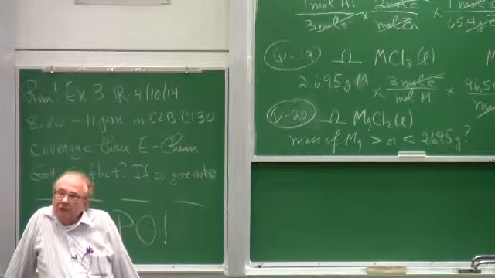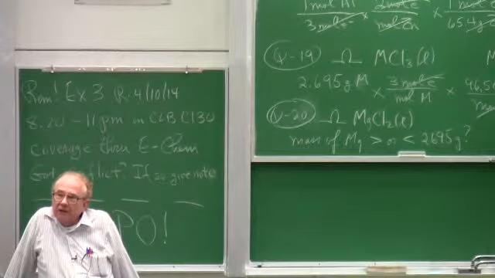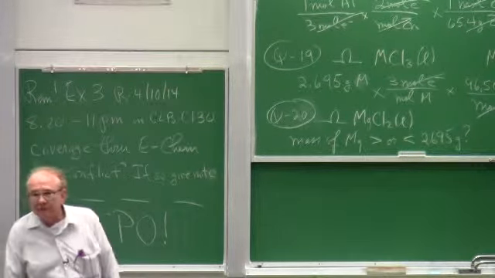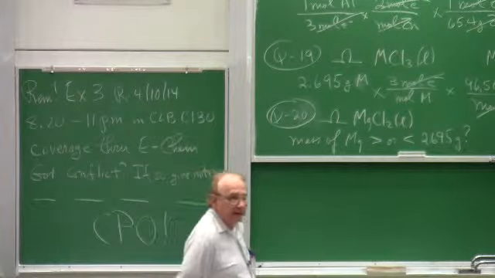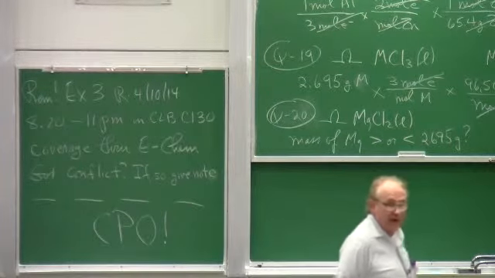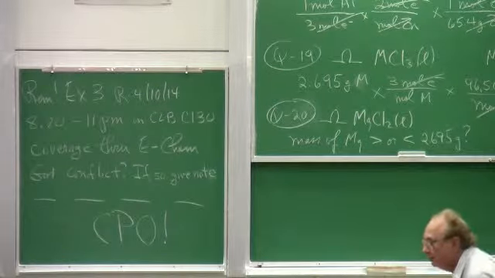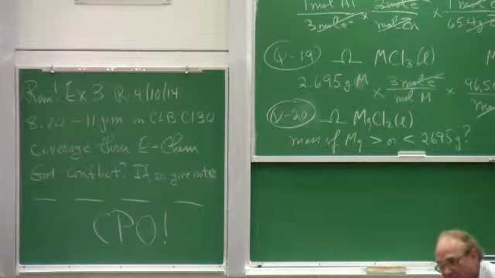If I'm going to make a mole of chromium by electrolyzing molten MCl3, per mole of chromium produced, how many moles of electricity must I supply? 3. But if I'm going to make a mole of magnesium, how many moles of electricity must I supply? 2. So I repeat my question.